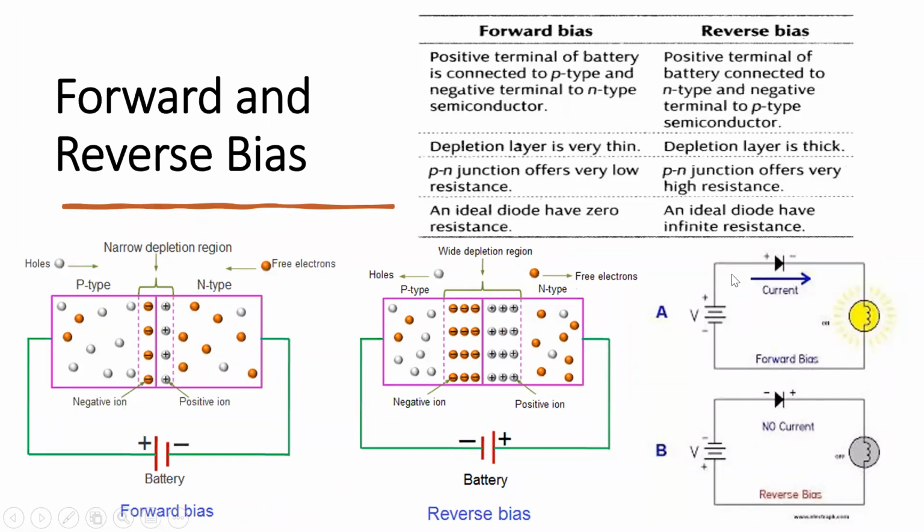See, now the arrow mark is in the direction in which the current flows. So if it is connected to positive, current flows in this direction, and see, the bulb glows. So when you are forward biased, the depletion layer becomes very thin, and the PN junction offers very low resistance, and an ideal diode has zero resistance, which means the current will flow completely through an ideal diode if it is connected in the forward bias. Is it clear to you how current flows when we connect a PN junction diode in forward bias?